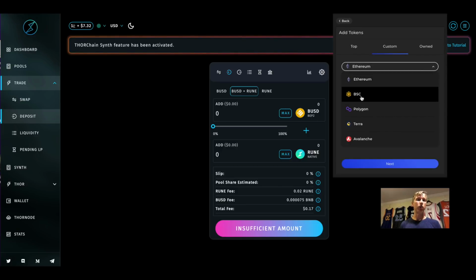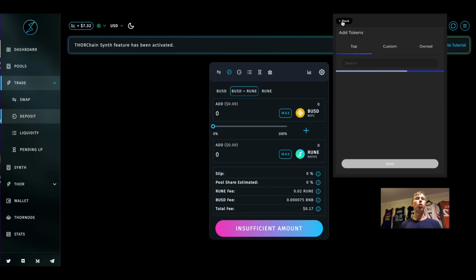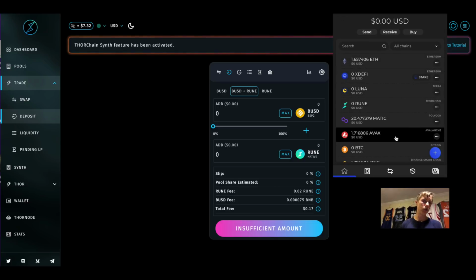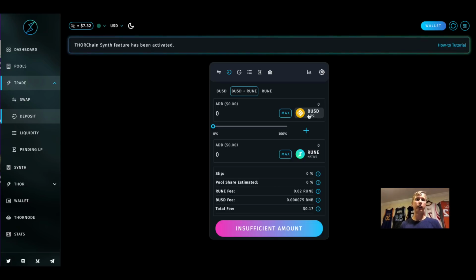So you can say, I want to do BSC, I want to do Polygon, Terra, Avalanche. It'll allow you to do all of them. So it's kind of cool. It's a really neat UI, UX. I actually really like the interface.